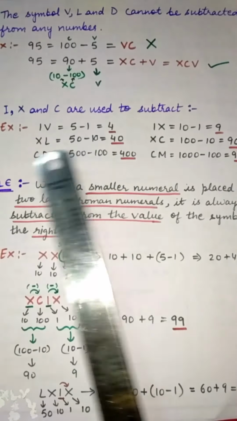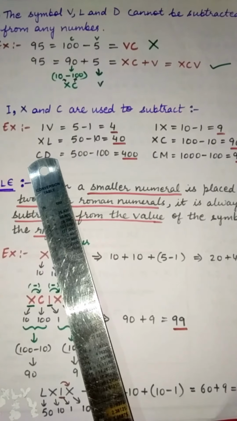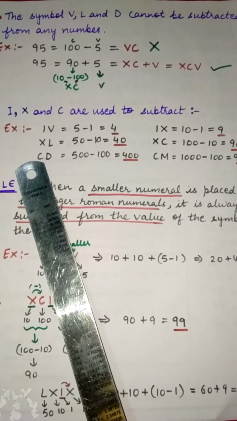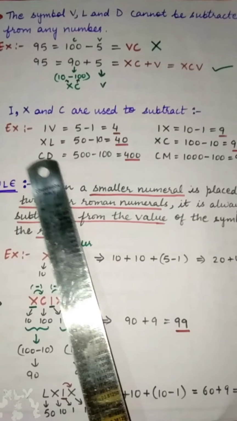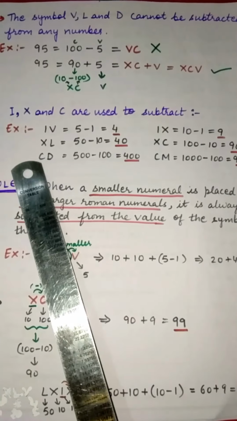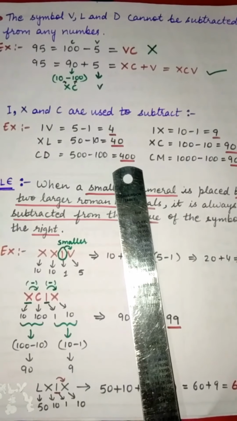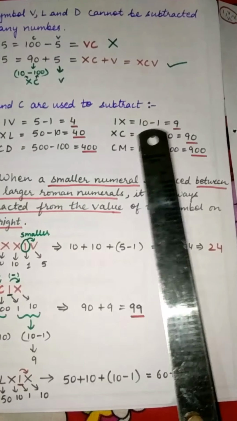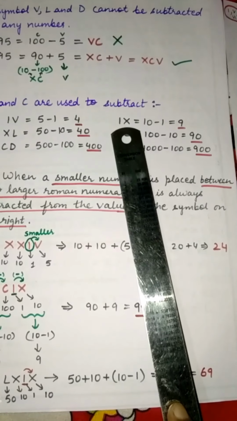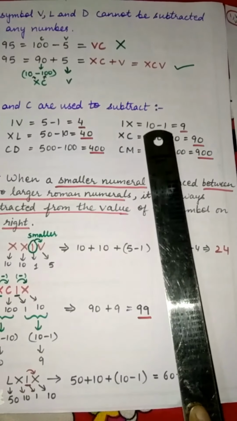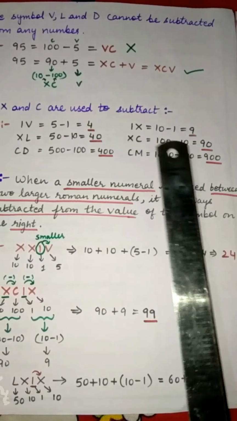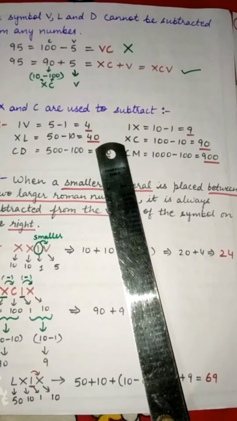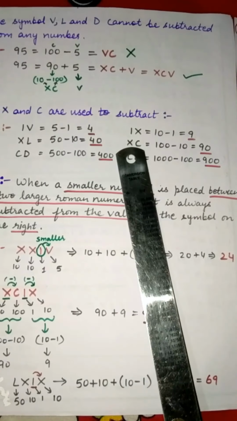To write 400, D is the symbol of 500 and C is the symbol of 100. So if you have to write 400, you will write CD, that means 500 minus 100. So this is the symbol of 400. If you have to write 9, I will come before X. This means 10 minus 1, 9. If you have to write 90, you will write 100 minus 10, written as XC. X will come before C.